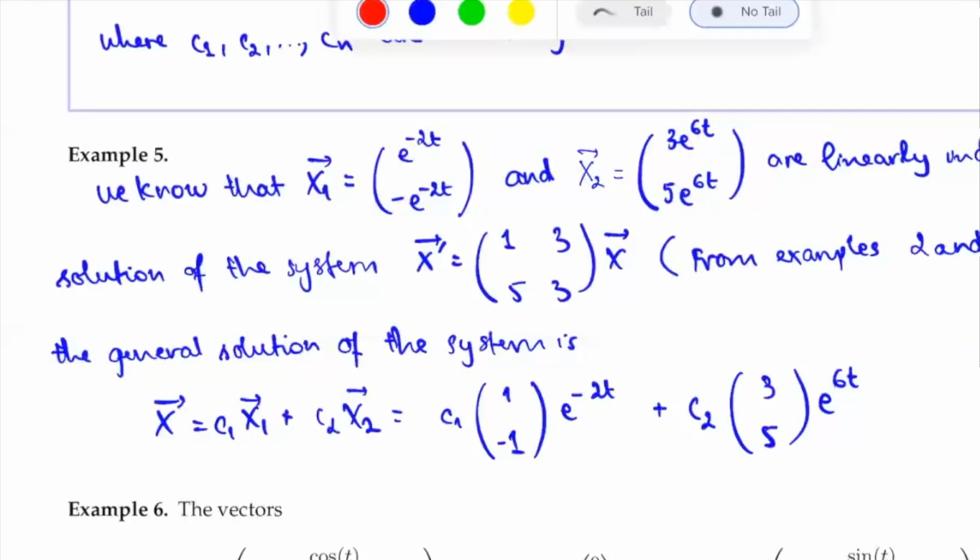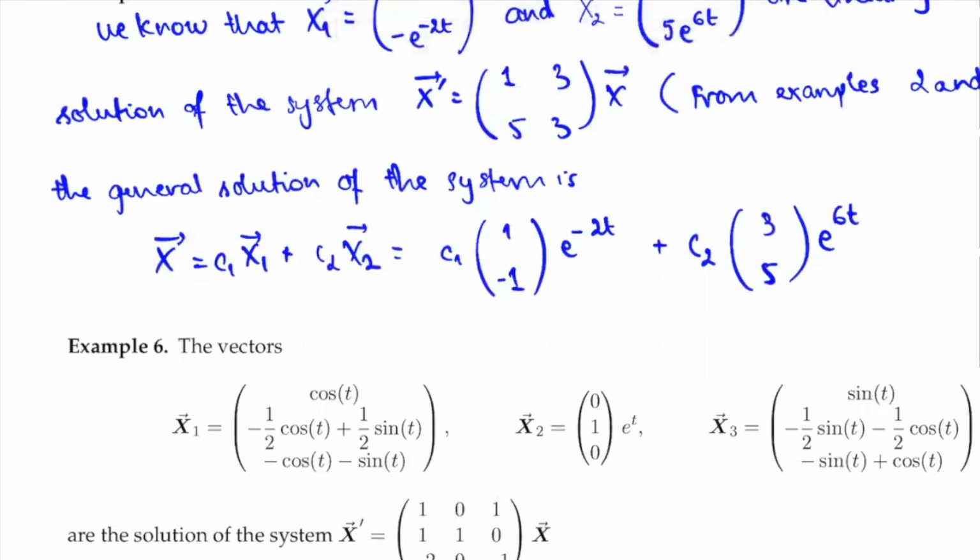So it doesn't really matter how you write it. It just looks nice when you write the general solution this way. Later on, sometime next week, you will see that sometimes it's actually more convenient to write the general solution in this form, with the coefficient vectors (1, -1) and (3, 5) written like this. Okay. If not, I'm going to move on to example 6.